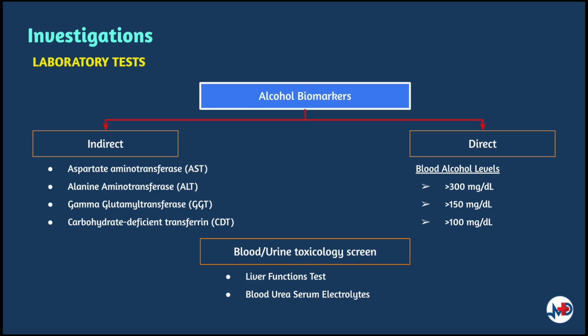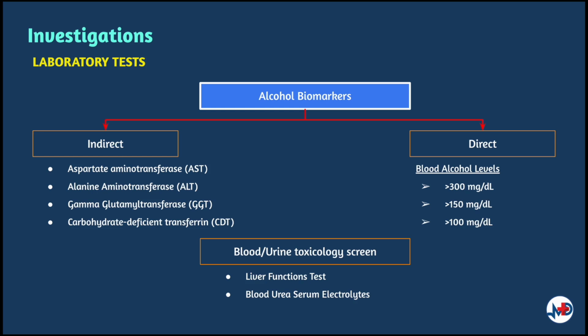Among the biomarkers that can be detected for toxic effects of alcohol would be aspartate aminotransferase or AST, alanine aminotransferase or ALT, gamma glutamyl transferase or GGT, mean corpuscular volume or MCV, as well as, in certain places, you may also be able to do the carbohydrate deficient transferrin or CDT.